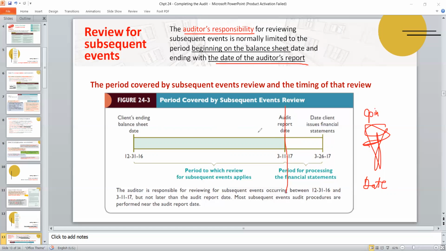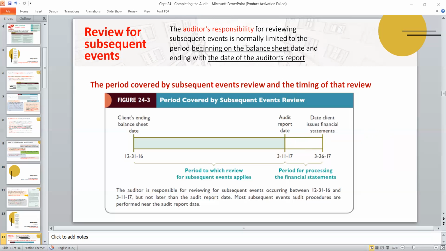After this date, after 11 March, you don't have any responsibility for any of the events after 11 March. That's the auditor's responsibility. But in special events, some events, the auditor has to respond. Okay, we will talk about it later.